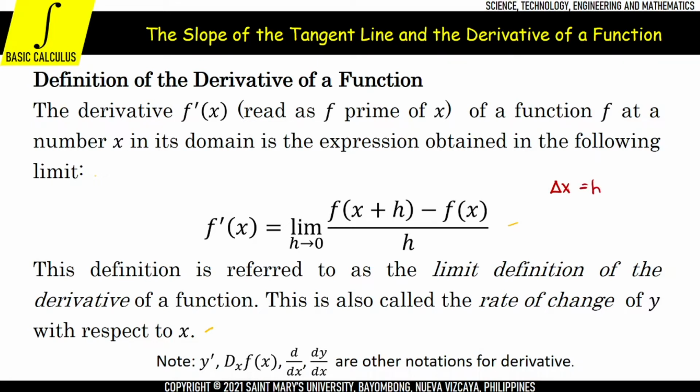Okay, ito po yung mga ginagamit nilang ibang notations for derivatives such as y prime, dx of f of x, or d over dx, or dy over dx. Just the same, these are all f prime of x. And for this video, siguro gagamitin natin is f prime of x or y prime. In some other video, gagamitin natin is d all over dx.